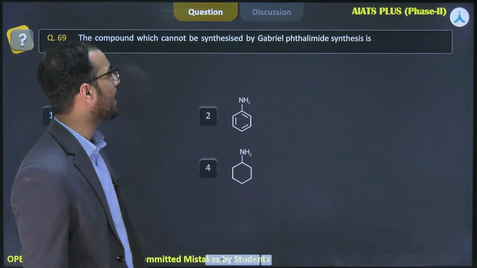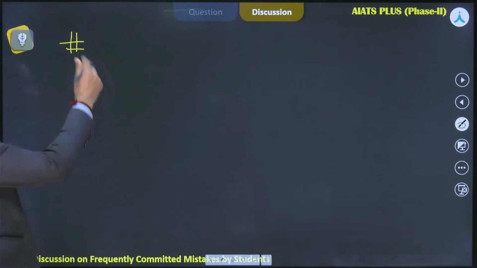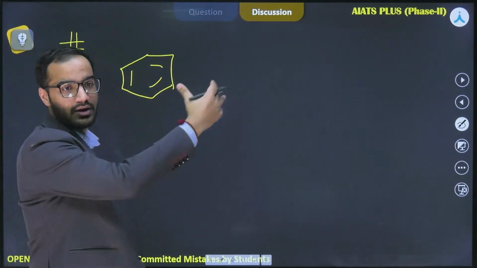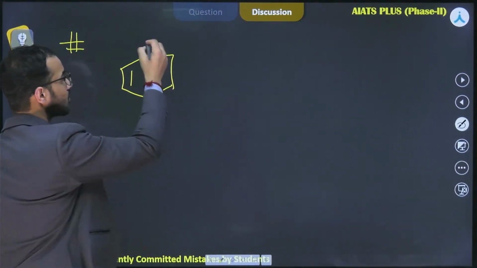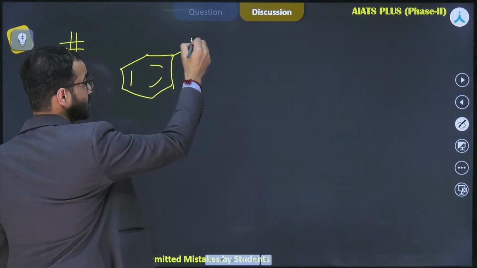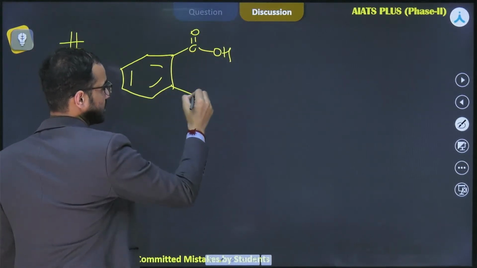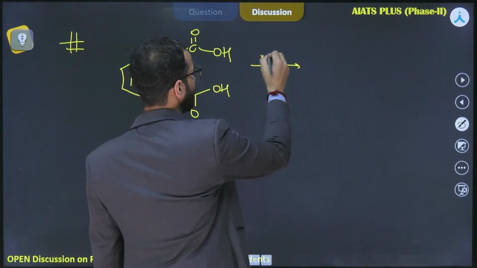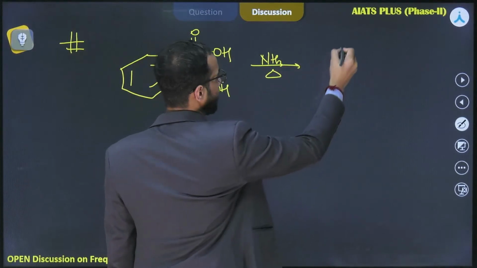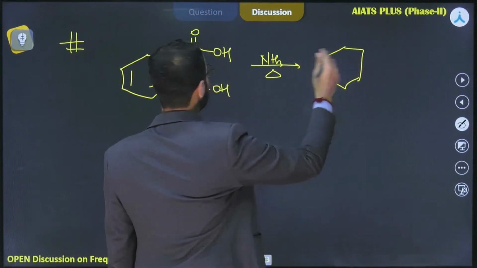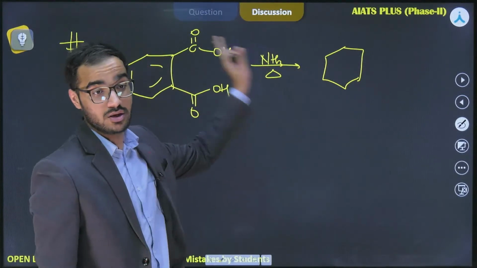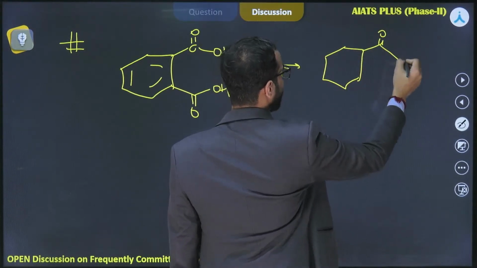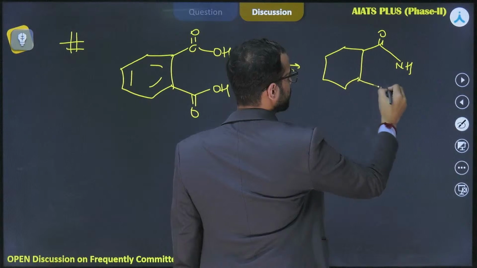So we have the Gabriel phthalimide. In this reaction you have phthalic acid, C double bond O, OH, C double bond O, OH. When you react it with ammonia and heat it, you will get, and we are not dealing with the kinetic part, this reaction is a reversible reaction. So we can say C double bond O, NH, C double bond O.